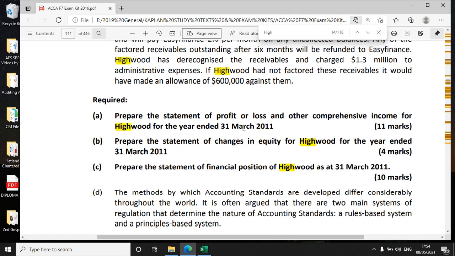We need to prepare the performance statement, which is the profit or loss. We need to prepare the statement of changes in equity. We need to prepare the statement of financial position.